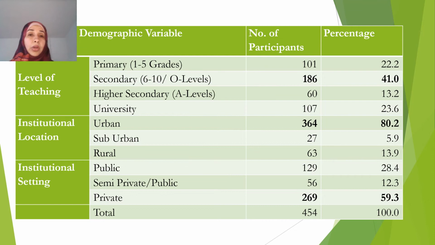Now, we're just quickly going to talk about the demographics of the participants. Most of the participants in this study were from secondary education institutions, teaching grades 6 to 10 or O levels. So we have 41% of the participants from the secondary level of education. When we discuss the institutional settings, we found that approximately 80% of the teachers' education institutions were in urban cities, or you can say metropolis cities. And when we asked whether the school was a government-run public school or a private school, we found that most of the teachers were from the private school sector.